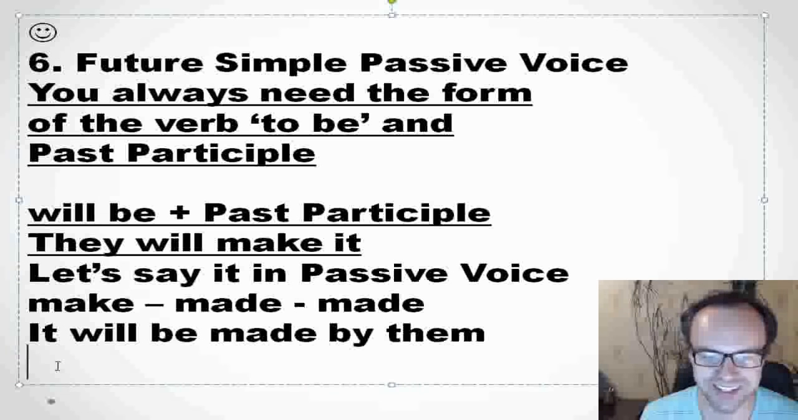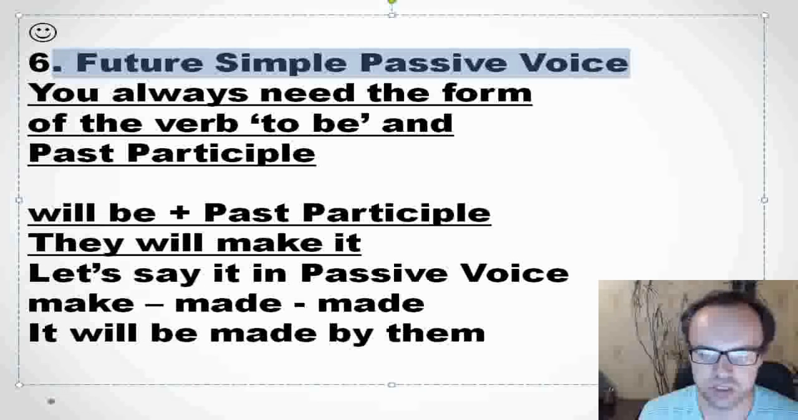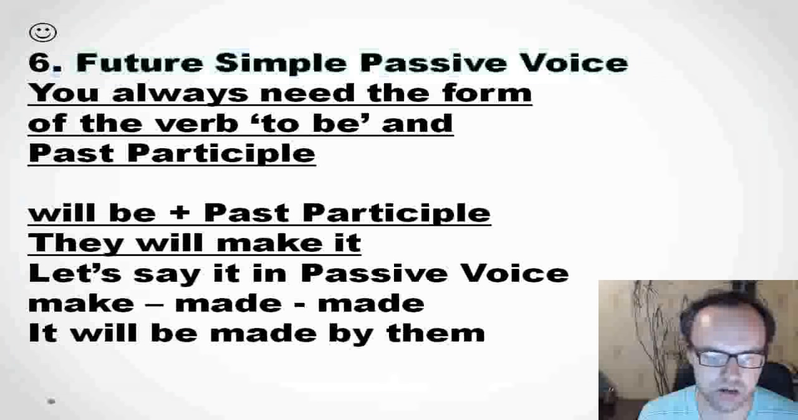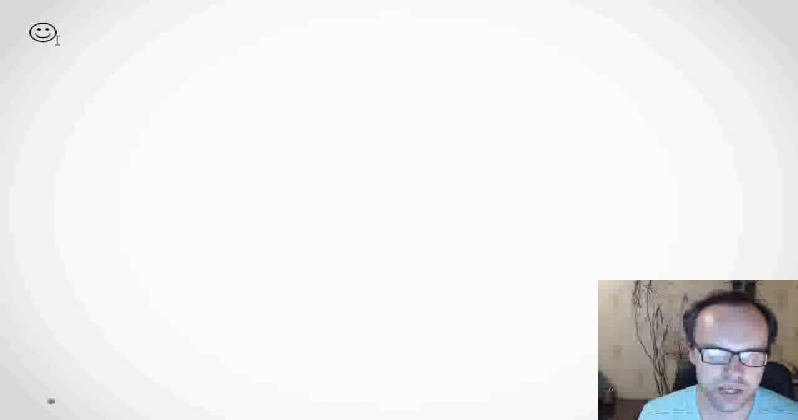Okay, so future simple passive voice. You always need the form of the verb to be and past participle. So will be plus past participle. They will make it. Let's say it in passive voice. Make, made, made. It will be made by them. Really good.